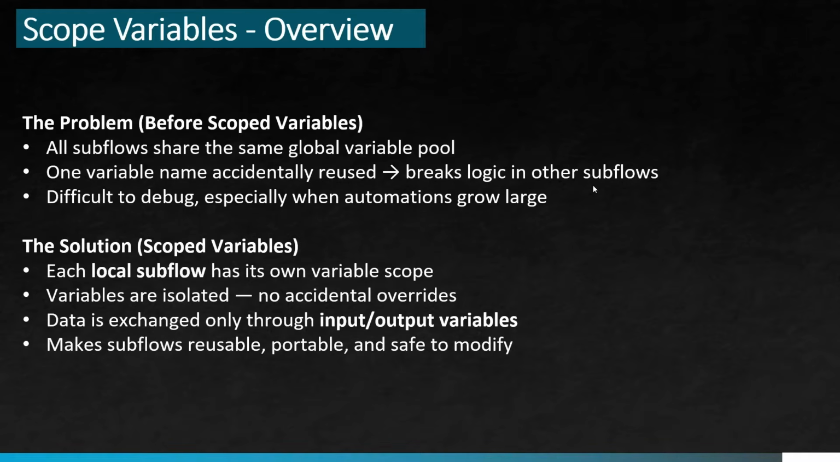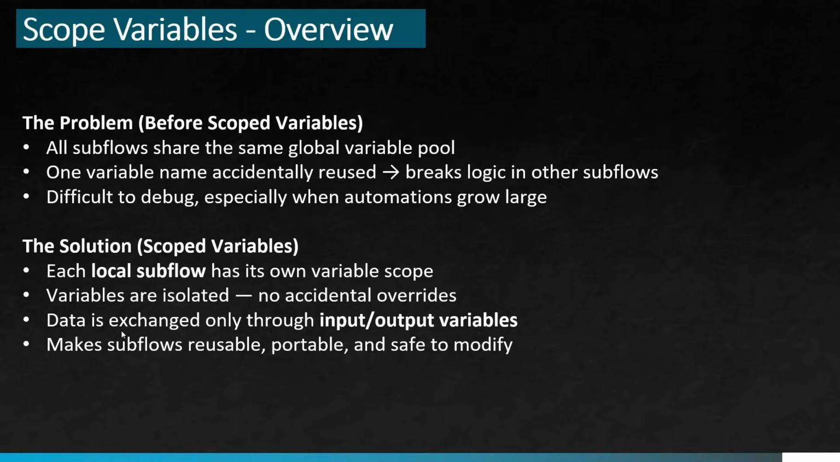In the new solution, scoped variables, each local subflow has its own variable scope. If you opt for local scope, all the variables are saved locally only, and the variables are isolated, with no accidental overrides, which we faced with the global variable concept. Data is exchanged only through input and output variables. We will see that in a few seconds.